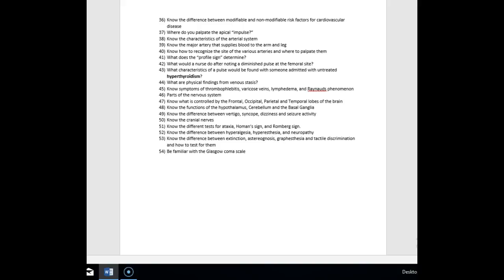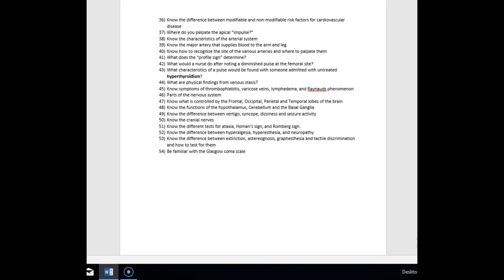Frontal, occipital, parietal, and temporal lobes of the brain. The frontal lobe is for personality, behavior, emotions, and intellect. The parietal is mainly just for sensation. The occipital lobe is responsible for visual reception. And then the temporal is for hearing, taste, and smell. Okay.